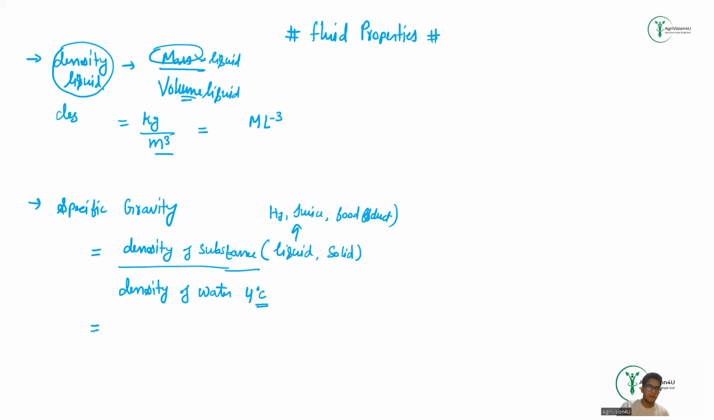If we talk about its unit, we know that density of a substance is mass upon volume, that is kilogram per meter cube, divided by density of water, kilogram per meter cube. So it will cancel out and it has 0 unit, which means M raised to power 0, L raised to power 0, T raised to power 0. Since specific gravity is a ratio, it is a unitless or dimensionless quantity. Clear?